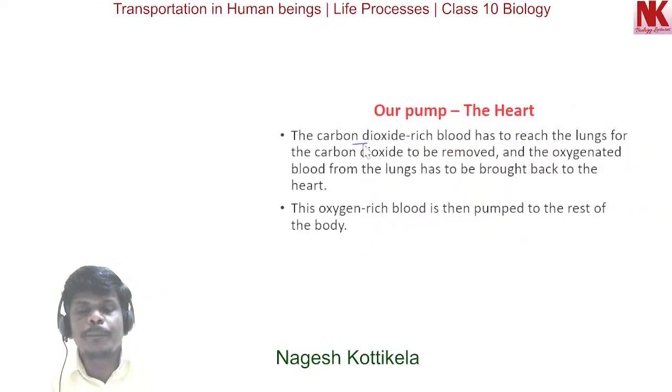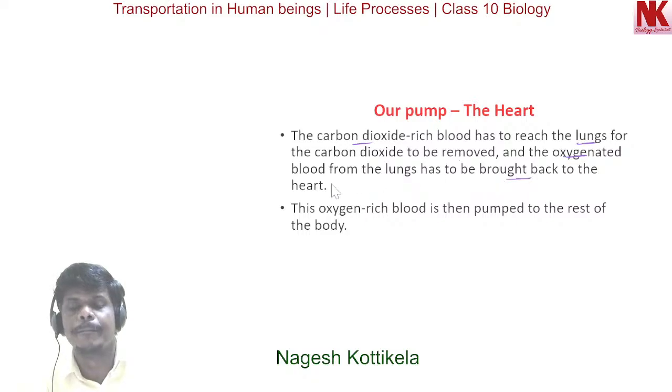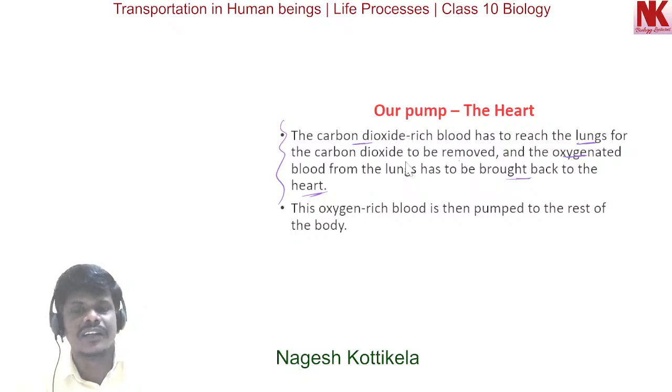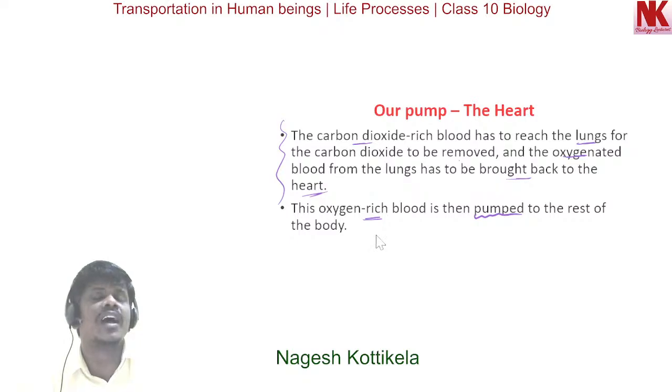The carbon dioxide rich blood has to reach the lungs for the carbon dioxide to be removed, and the oxygenated blood from the lungs has to be brought back to the heart. So these events must occur. How can they occur? Because of the pumping action of the heart. This oxygen rich blood is then pumped to the rest of the body.